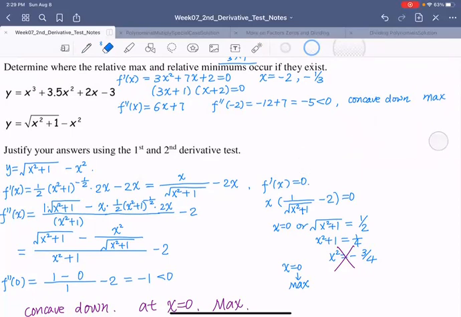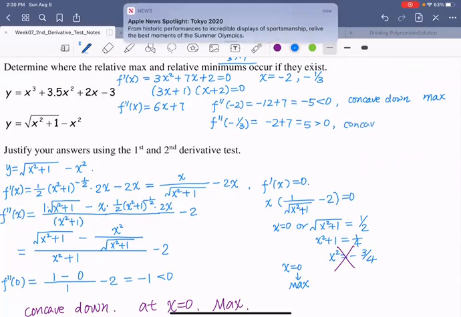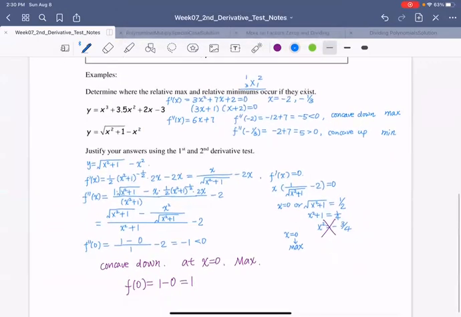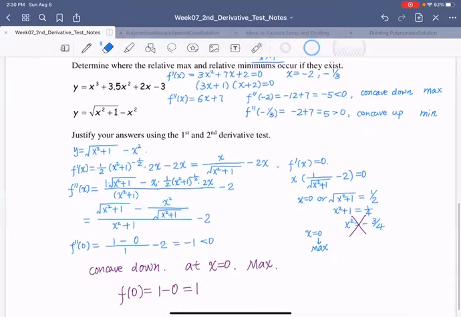And let's do the other one. F double prime of -1/3 equals? That'd be negative 2 plus 7, which is positive 5. Concave up, okay? Minimum, right? That's it.